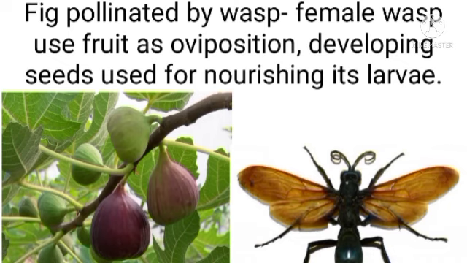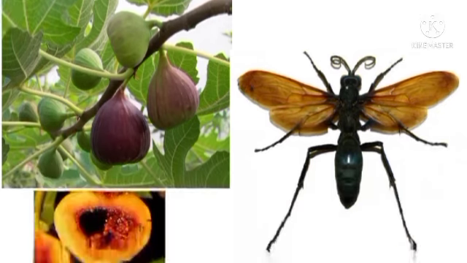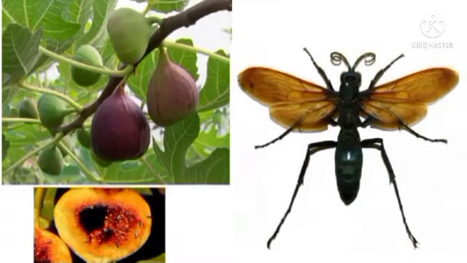Fig is a plant which is pollinated by the wasp. Only that wasp will be pollinating this fig plant. Why? Because in this inflorescence, you can see in the below picture, the inflorescence of the fig plant. Here, only this wasp enters inside. Why does it enter into that inflorescence? In order to search for a place for egg laying. Okay, for oviposition. Oviposition means egg laying.